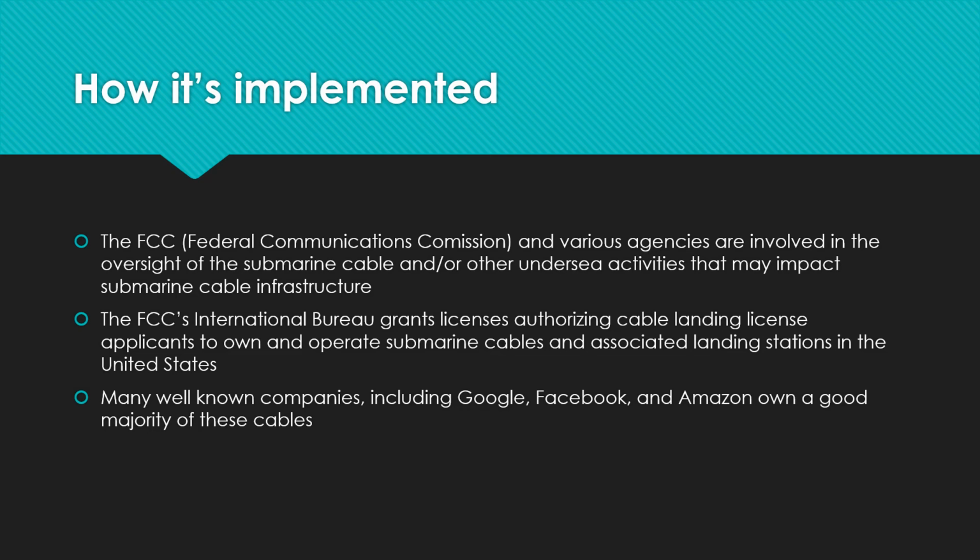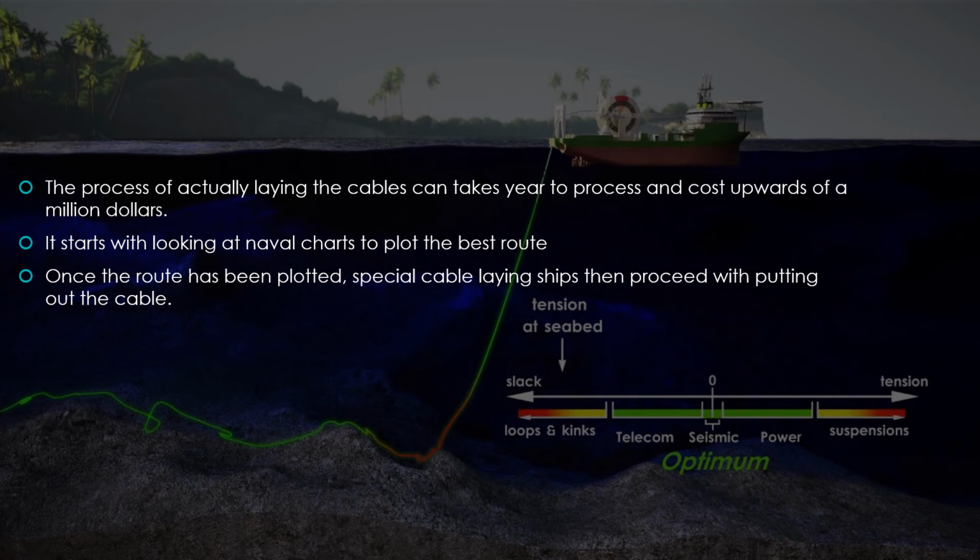The actual laying of the cables is a years-long process and can cost upwards of millions of dollars. The process starts with looking at naval charts to plot the best route. They are the safest in deep water and away from things it could rub against like rocks or other disturbances. The biggest concern is when you get closer to shore where it can be disturbed easier. In some spots, it may be necessary to build concrete trenches to tuck the cable into for protection. This may be closer to land where people can tamper with the cable.